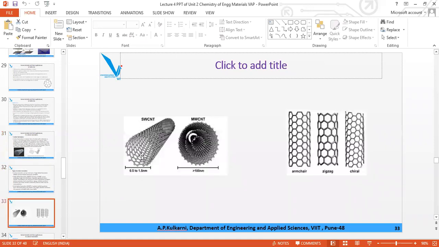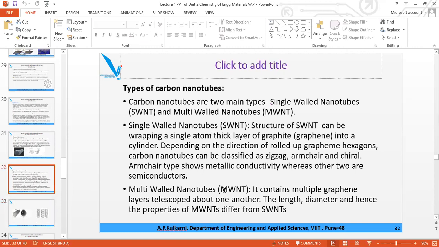Here a single layer is there in thickness, and here you can see one, two, three minimum arcs. So this is called a single walled carbon nanotube, and this is called a multi walled carbon nanotube. Here see how many layers are there: one, two, three, four, etc. And here only a single one is there. So we have two types of carbon nanotube.